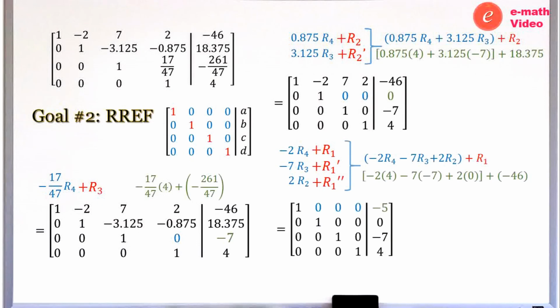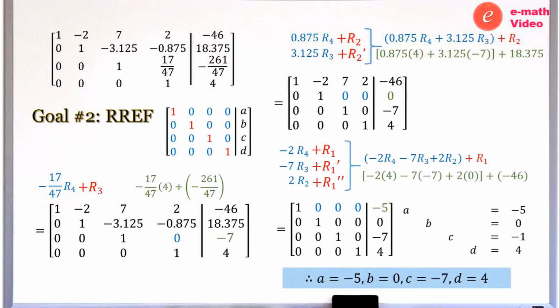From that reduced row echelon form, we can directly read the solutions. And that's the answer!